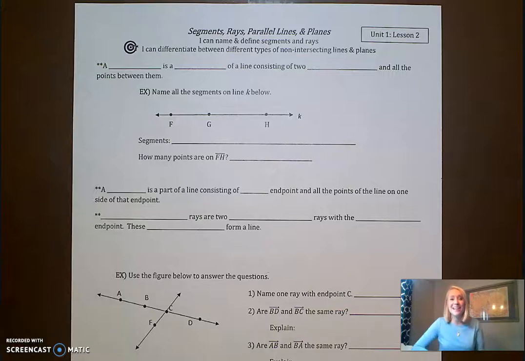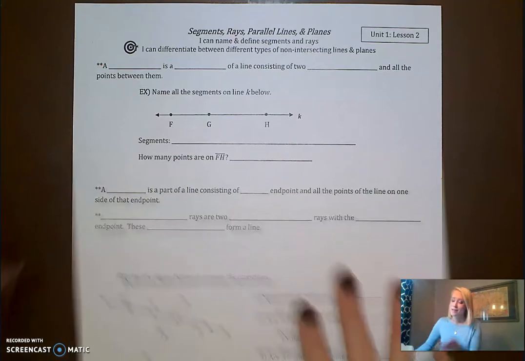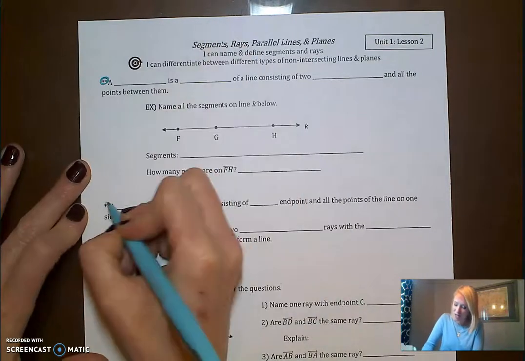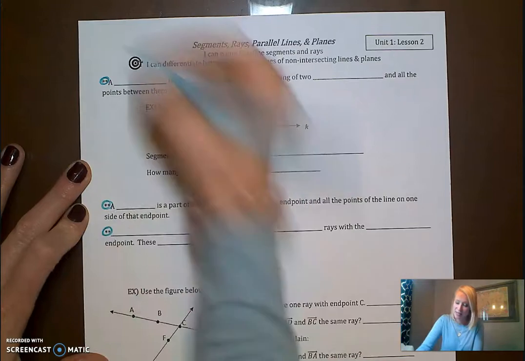Hey guys, welcome back. This is lesson 2 in unit 1, talking about segments, rays, parallel lines, and planes. It's a lot more of just laying out what terms are so we have more of a foundation for geometry. So let's start by talking about what a segment is. I've kind of starred a lot of our key terms for today.